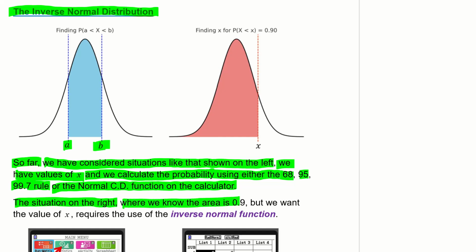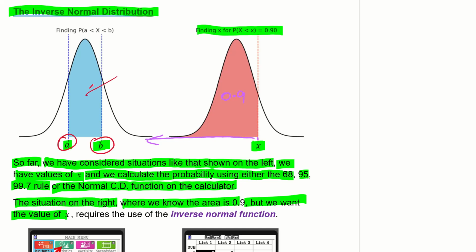The situation on the right is different. We know the area is 0.9, so we're being told that this area is 0.9, and it goes from x all the way back. But we want the value of x. We want to know the number here. So it's different. Here we know these numbers, and we want to find the area.